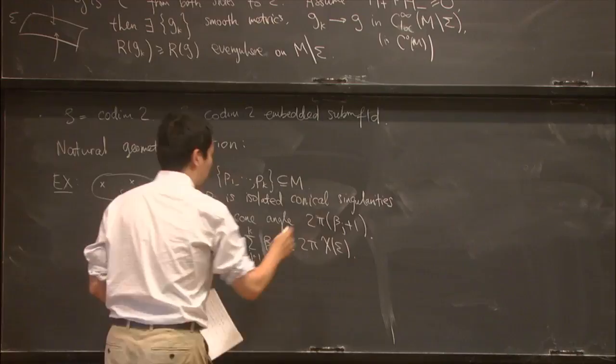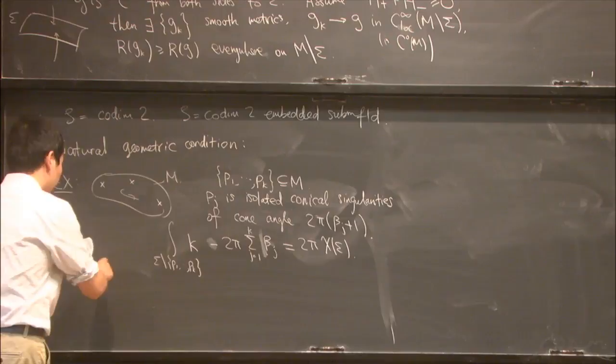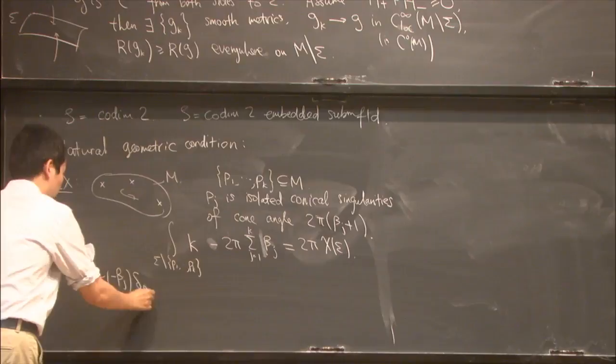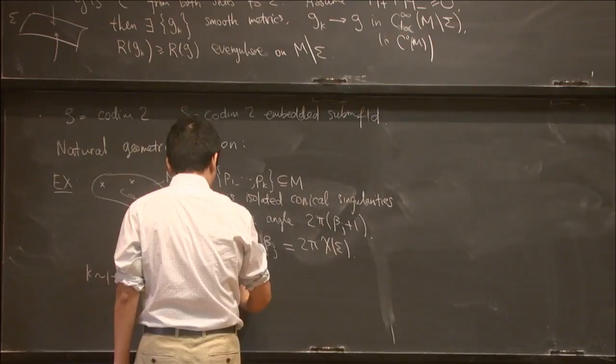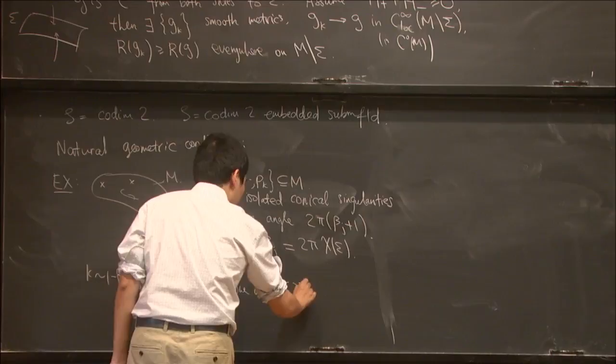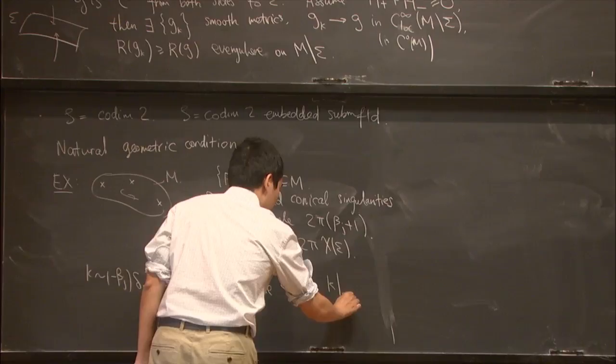Namely, the Gauss curvature sort of behaves like minus beta j times a Dirac delta on these conical singularities. As a corollary, we see that when beta j is less than 0, or in other words, the cone angle is less than 2 pi, the Gauss curvature will be positive.